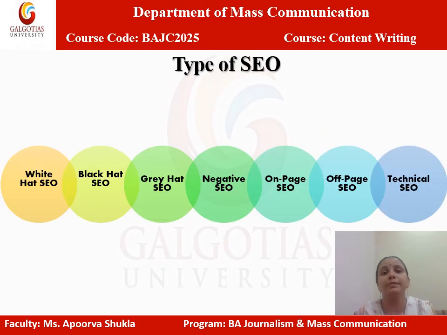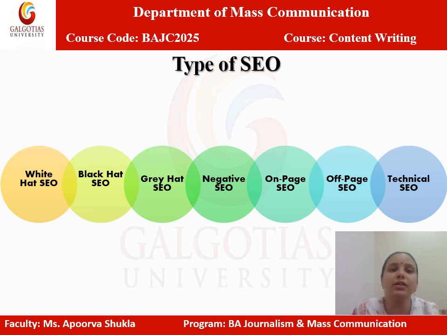So what are the types of SEO? There are a number of types. First is white hat SEO, which refers to all the optimization techniques which abide by Google search engine guidelines. You can Google it or search for what the guidelines for Google search engine are, and you would get them. What is black hat SEO?